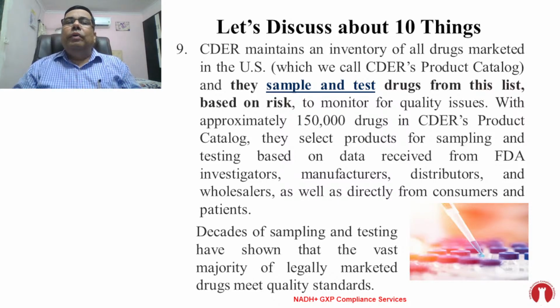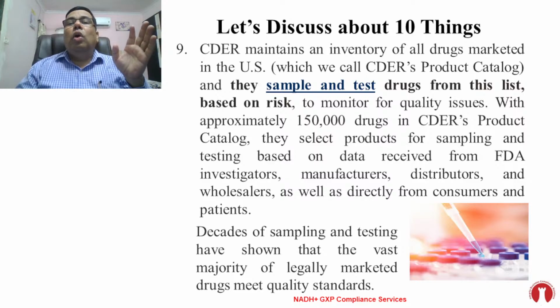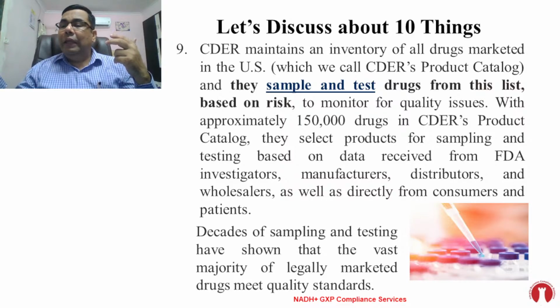Next point. CDER maintains an inventory of all drugs marketed in the US, correct? It is called the CDER product catalog. They sample and test drugs from this list based on risk. You know, there are more than 150,000 drugs. So they are not only doing surveillance inspections or taking inspection reports and CAPA reports from other regulatory agencies under the mutual recognition agreement, or requesting documents to evaluate at their end, but they will also sample from different areas and test the drugs in their laboratory.